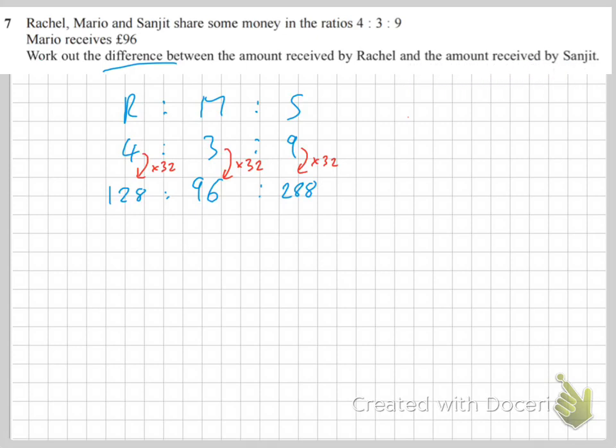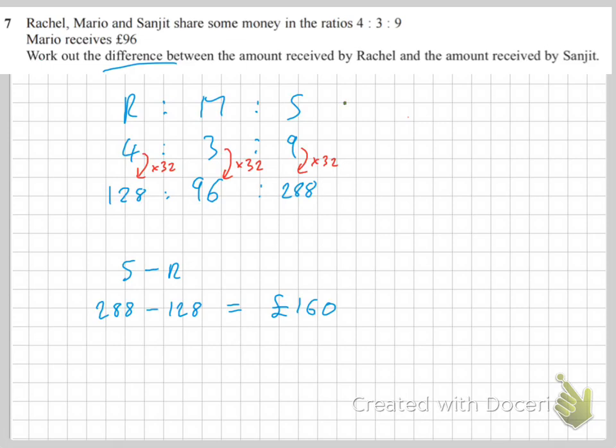Well, the difference between 2 values is the biggest, take away the smallest, so we just need to do 288 take away 128. And we get our answer in pounds. Now there is another way of solving this question. Just before we move on, I will show you.